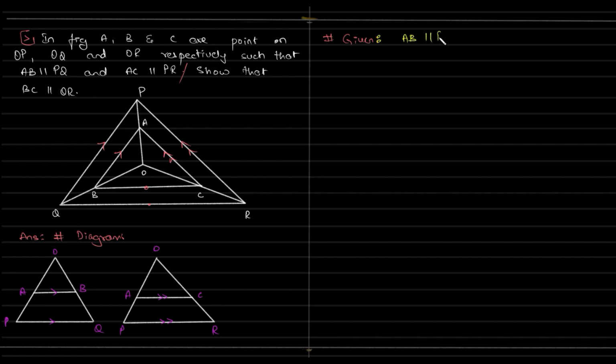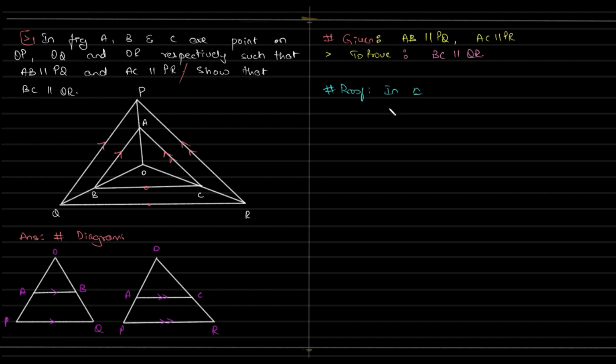AB is parallel to PQ. AC is parallel to PR. And to prove, we have BC is parallel to QR. Then the proof. Okay, we're starting off with the proof.